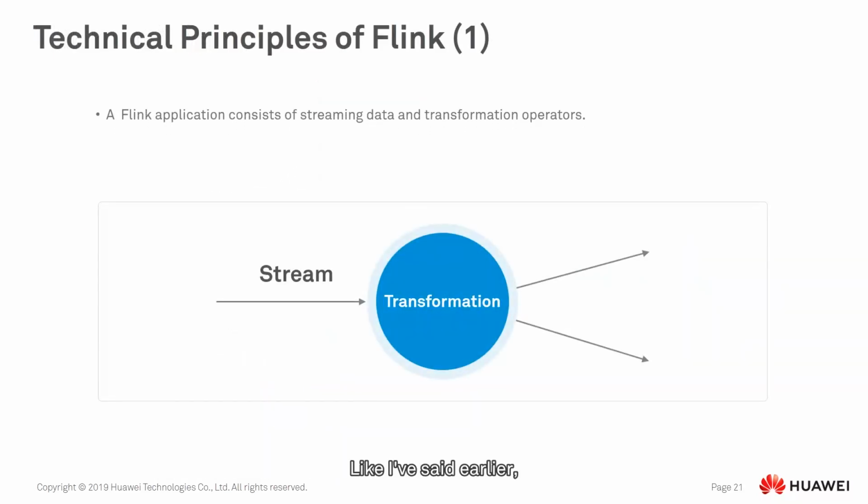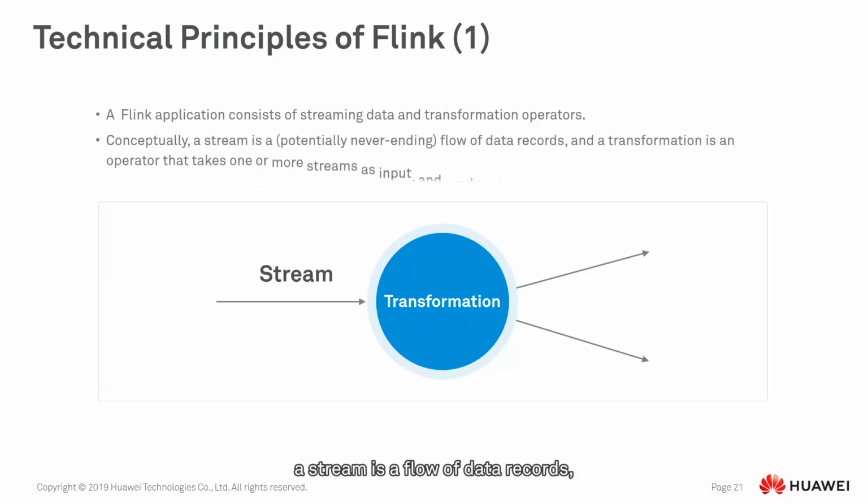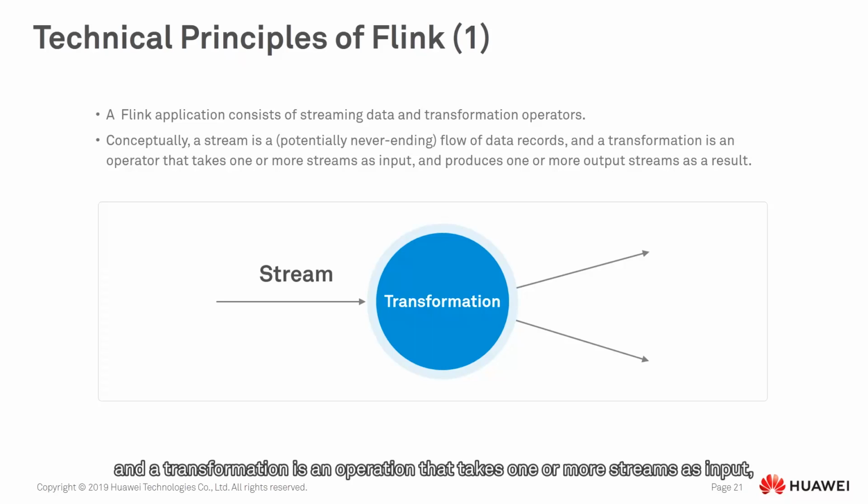Like I've said earlier, a Flink program consists of two building blocks, stream and transformation. Conceptually, a stream is a flow of data records, and a transformation is an operation that takes one or more streams as input and produces one or more output streams as a result.